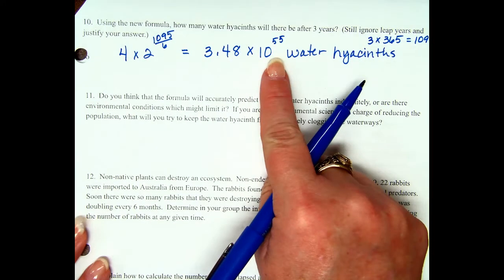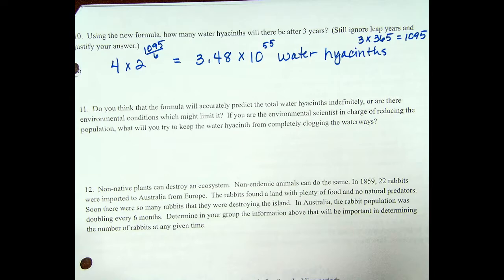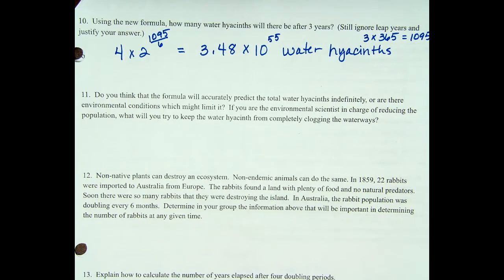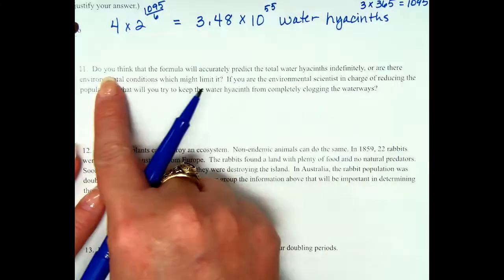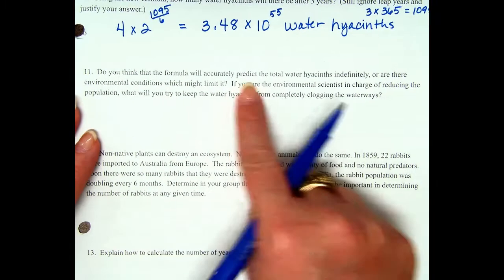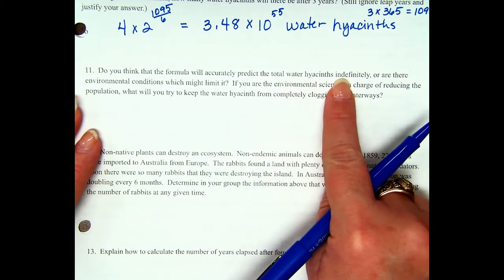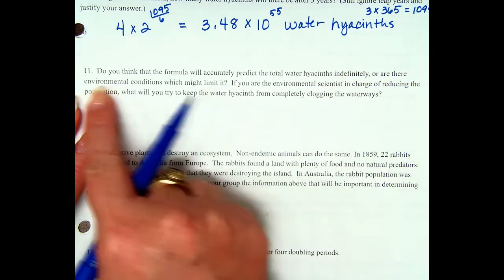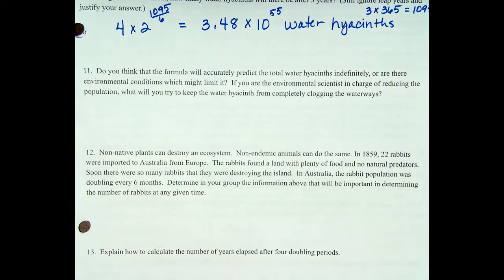Do you want me to write that number out for you? Okay, thank you. I will if you want me to, but that's crazy, guys, isn't it? Do you think that the formula will accurately predict the total number of water hyacinths indefinitely? Or are there environmental conditions that might limit it?